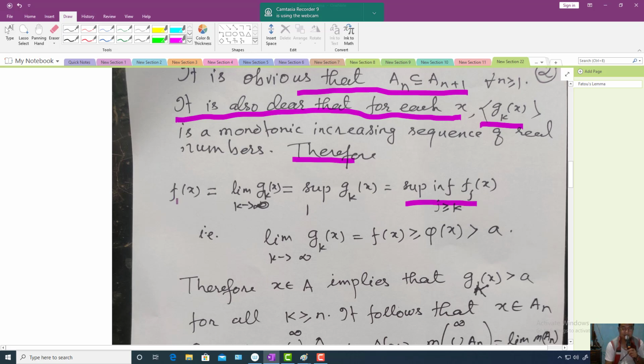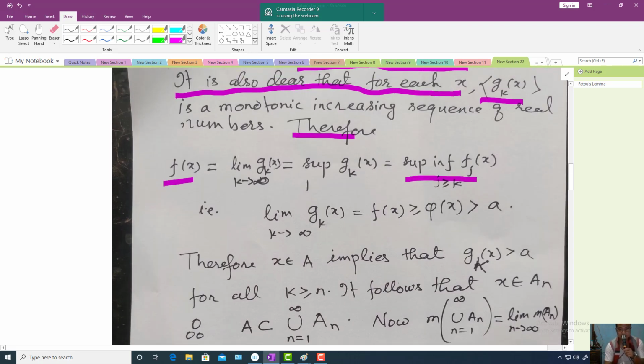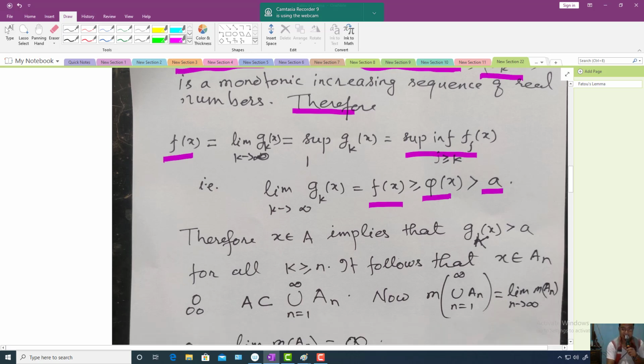So this is f of x. F of x means what, according to the definition? The limit infimum of f_n(x) is f of x. So this is equal to this f of x. Okay, so that is what we get. That means from here, the limit as k tends to infinity of g_k(x) is equal to f of x, but f of x is always greater than or equal to phi of x, and phi of x is greater than a, right?